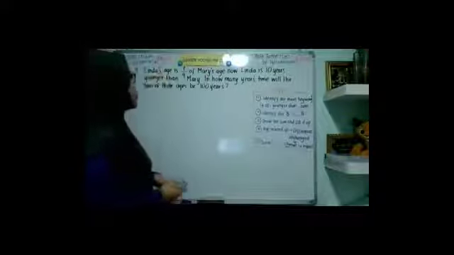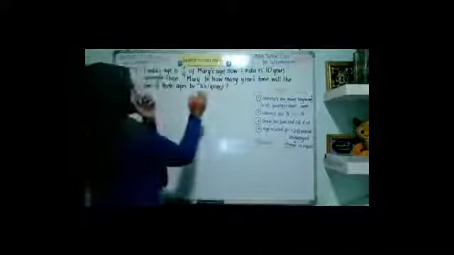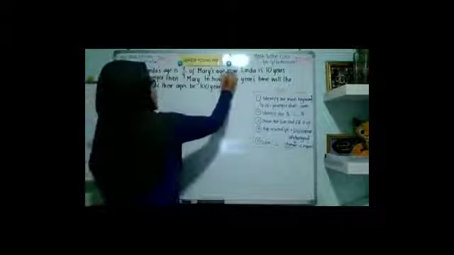Linda's age is 7/9 of Mary's age now. So we're going to identify the main keywords first. Here, they're telling us about their ages currently.